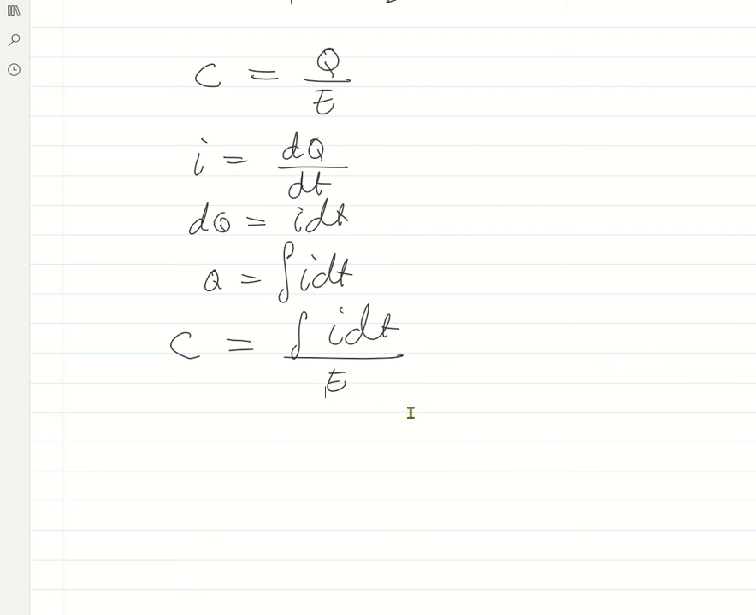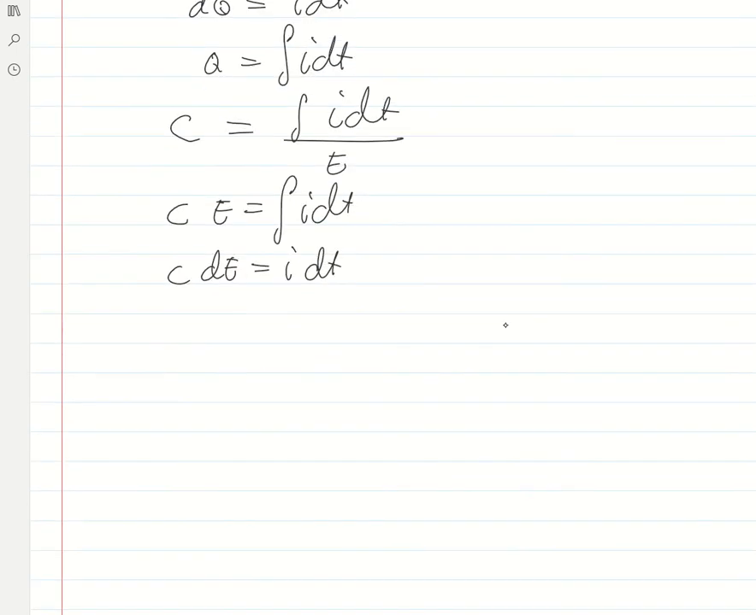Then, if we cross multiply, C is a constant times E because it's the integral of I dt. Then we take the derivative, so we have C dE equals I dt. Then solving for the current, this will be equal to C times the derivative of the voltage with respect to time. So this will be the formula for the current.